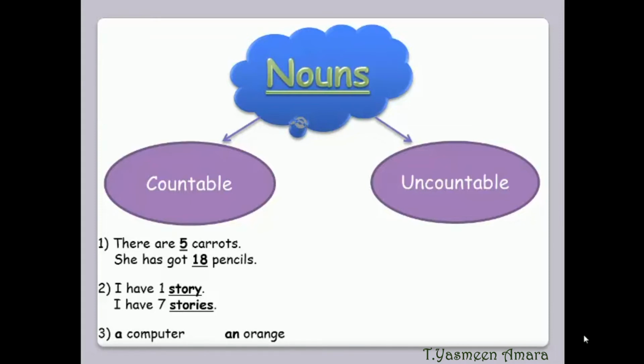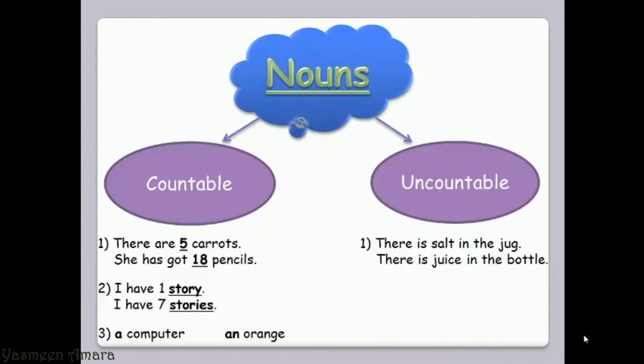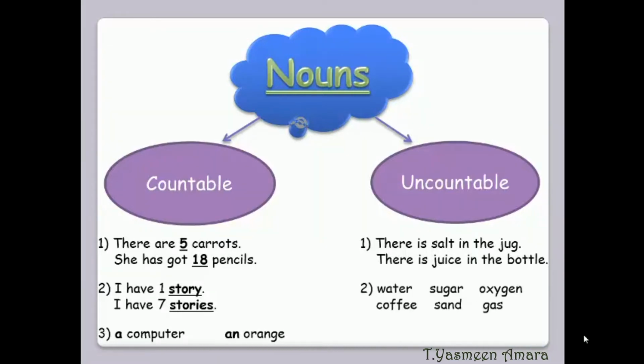Now, for uncountable nouns, there are some points to distinguish them. The first one is uncountable nouns are nouns that we cannot count with numbers. Look at these examples. There is salt in the jug. There is juice in the bottle. The second point is they might be liquids, powders, or gases. Look at these examples. Water, sugar, oxygen, coffee, sand, and gas.